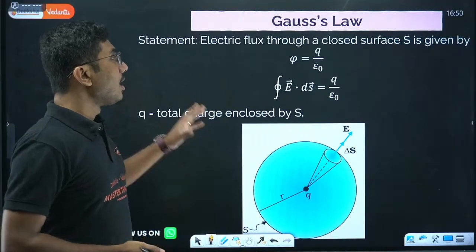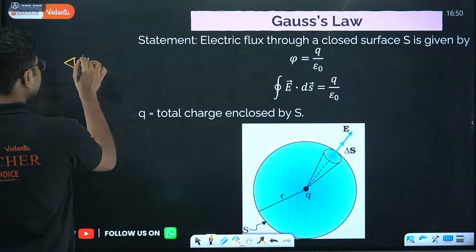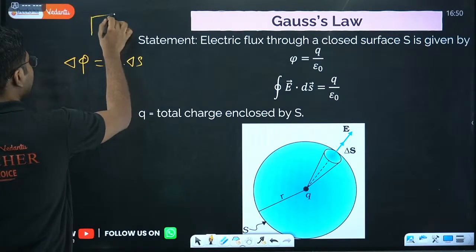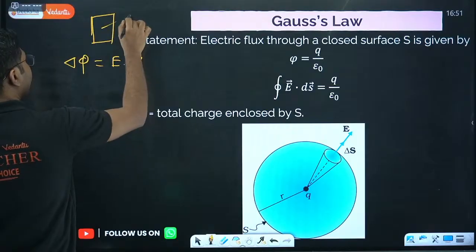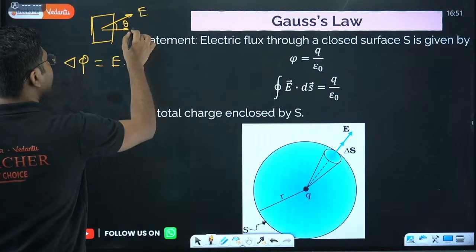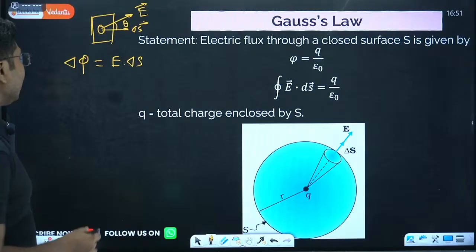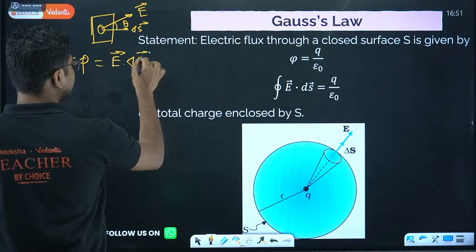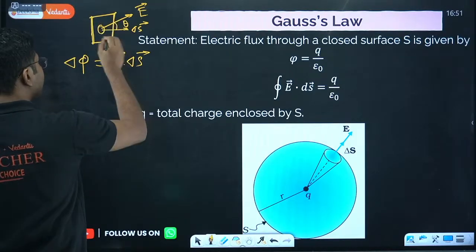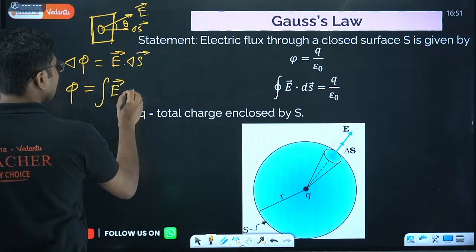Okay. And from the previous part, from the flux part, we know that small flux can be written as E into delta S. We have studied that if the electric field is at some angle theta, suppose this is the electric field, this is the surface area, then electric flux is given by E dot delta S. Now if you want to calculate the total electric flux through this surface, then total flux is basically the integration of E dot dS.